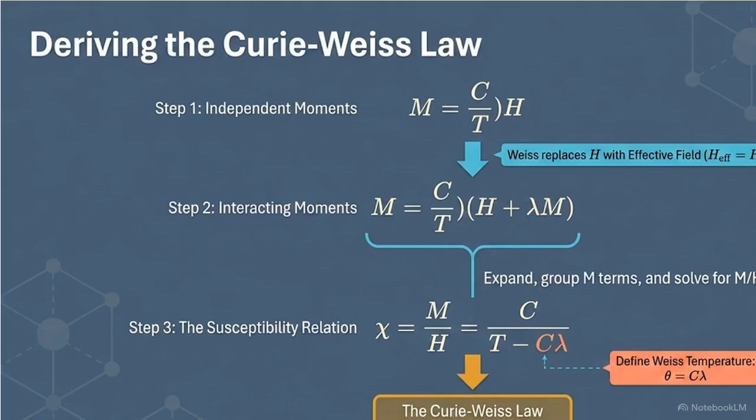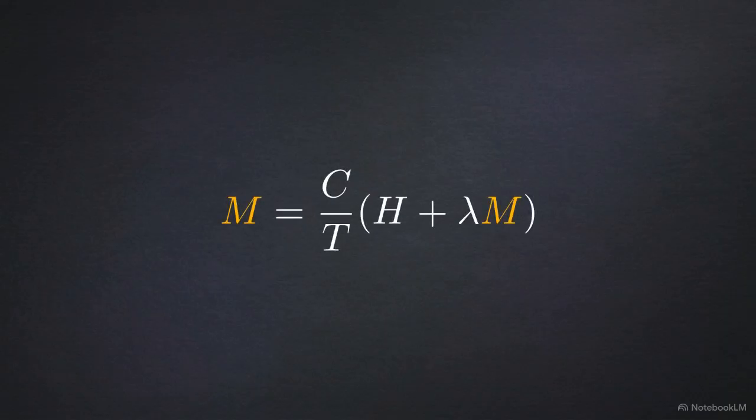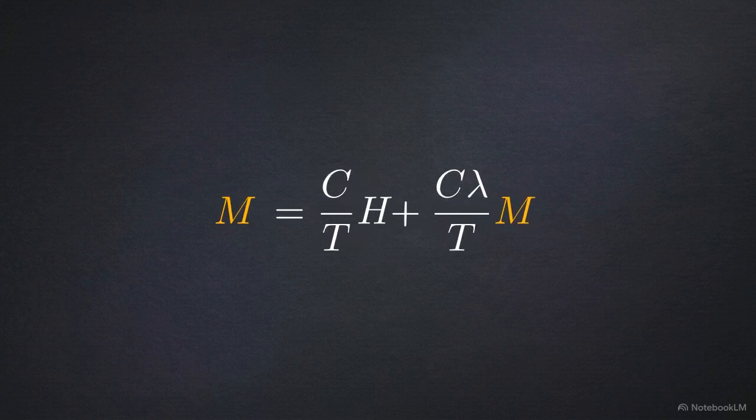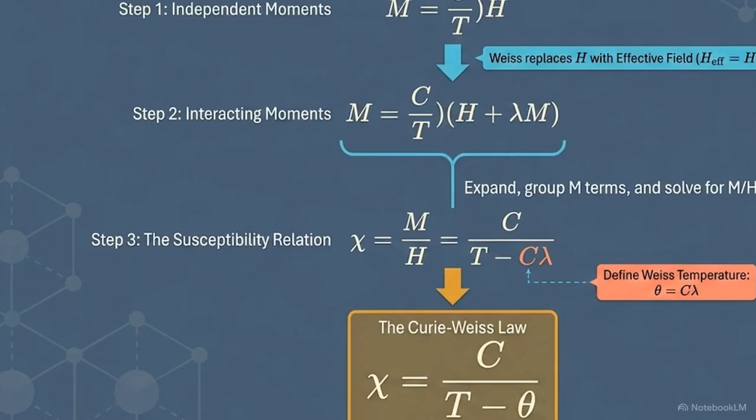We can translate this qualitative feedback loop into a rigorous mathematical derivation to pinpoint exactly when this phase transition occurs. We start with the baseline algebra for independent moments. Magnetization equals the Curie constant over temperature, multiplied by the external field H. To inject the physical interaction into the math, we substitute the bare external field H with the Weiss effective field, H plus lambda M. From here, the algebra is straightforward. We expand the right side of the equation, move all the terms containing M to the left side, and factor M out. Solving for magnetic susceptibility, the ratio of M over H, yields a new equation with a modified denominator, C divided by T minus C lambda.